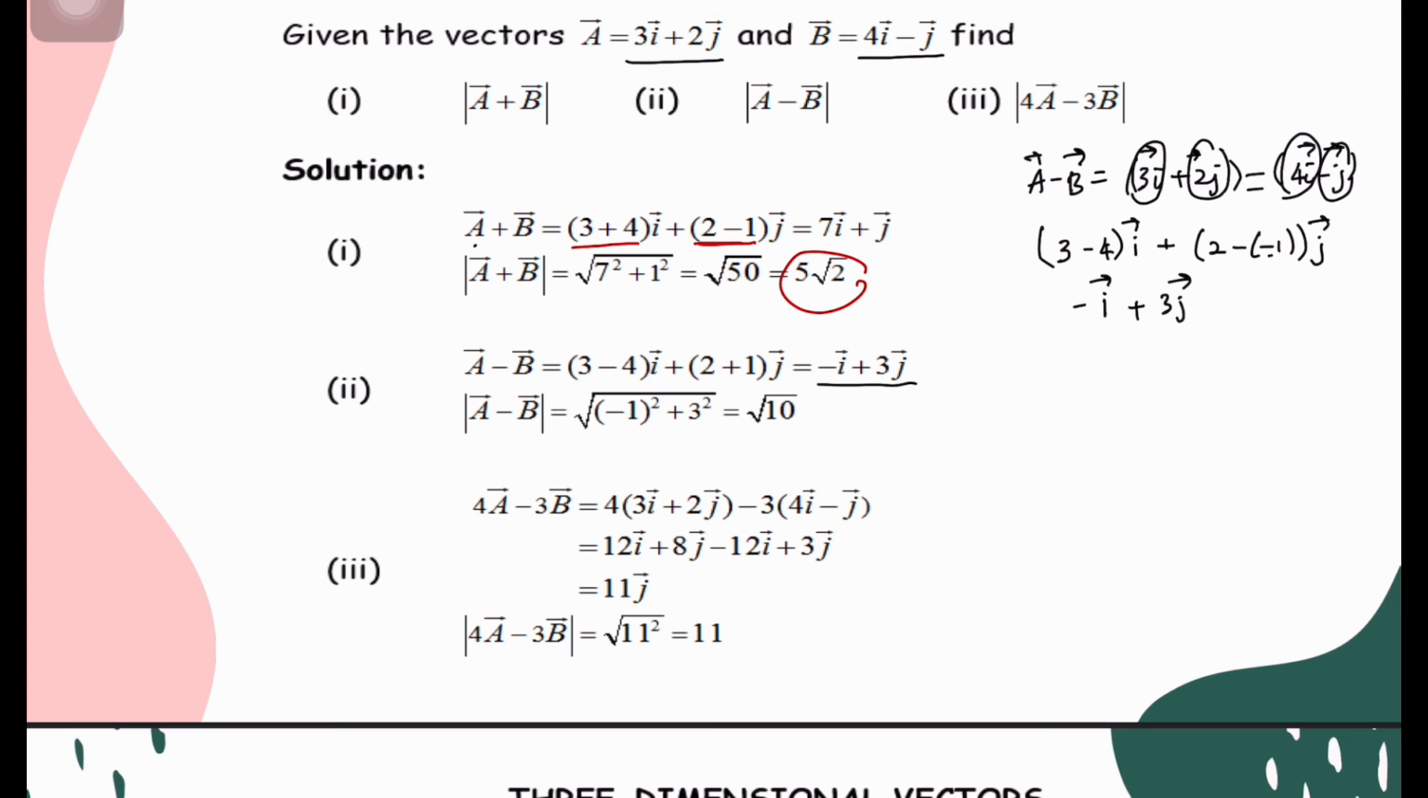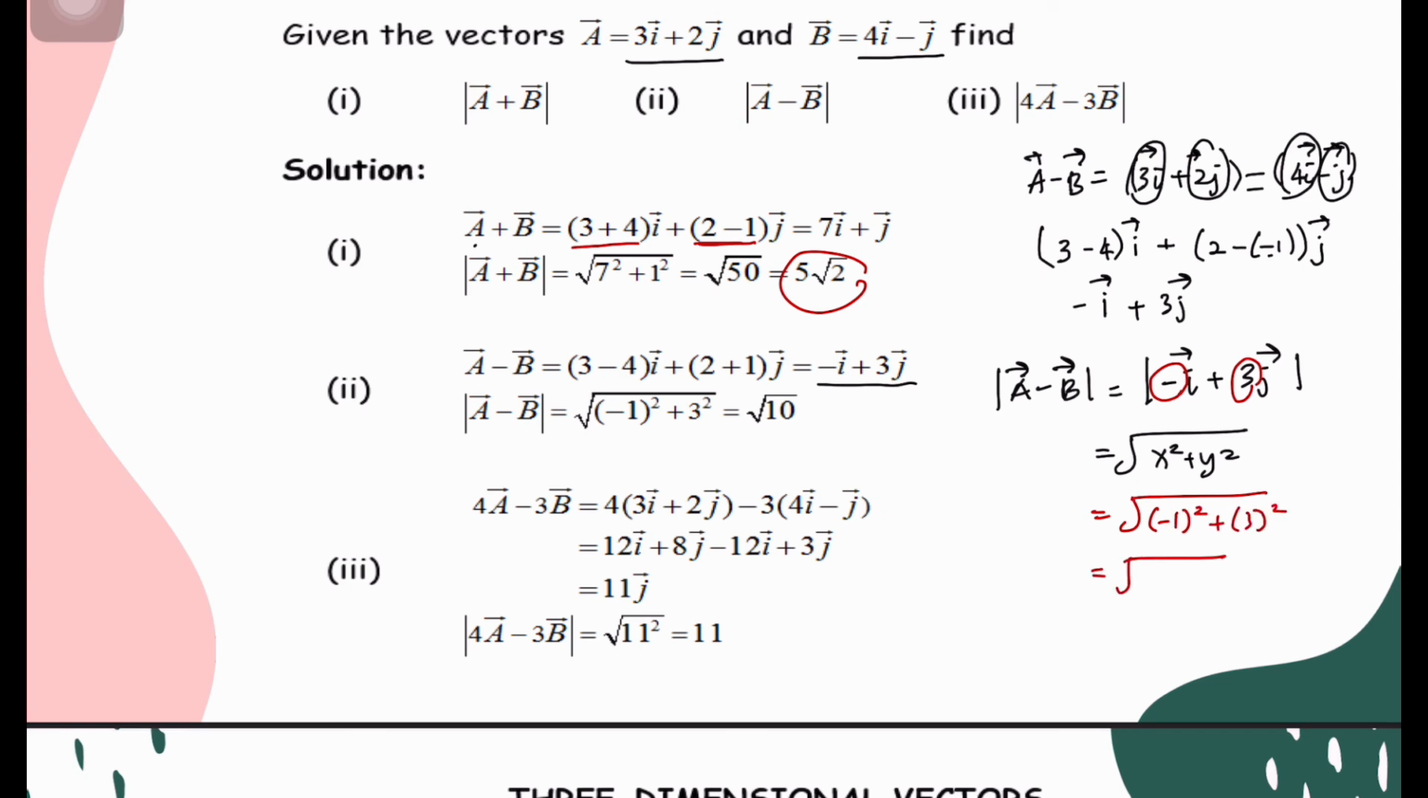Now the question asks what is the magnitude of vector a minus vector b. So you need to find the magnitude of negative i plus 3j, and don't forget that the formula to find magnitude is the square root of x squared plus y squared. From here you can see x is negative 1 and y is 3. Just substitute inside the formula: negative 1 squared plus 3 squared. Negative 1 squared is 1, 3 squared is 9, so you have the square root of 10. So the square root of 10 is the magnitude of vector a minus b.